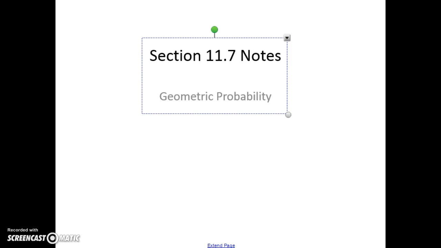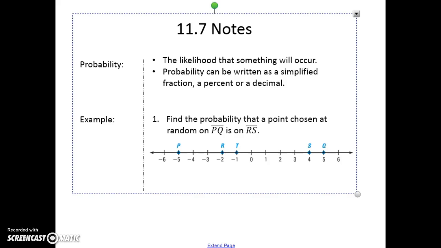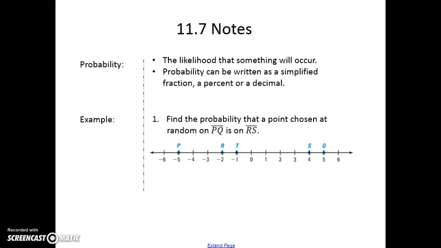Okay, in this section 11.7, we're going to talk about geometric probability. So probability is a likelihood that something will occur. It can be written as a simplified fraction, a percent, or decimal. So you could say, well, it has a 1/2 chance of happening, or a 50% chance of happening, or a 0.5 chance of happening.